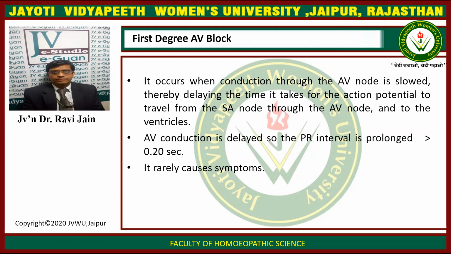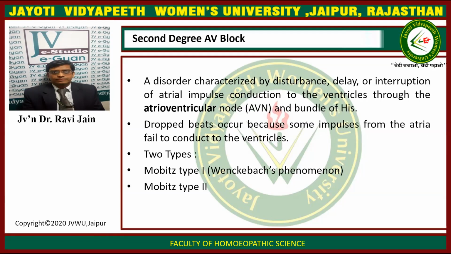When the conduction through the AV node is slowed down, delaying the time it takes for the action potential to travel from the SA node to the AV node to the ventricles, the AV conduction is delayed, so the PR interval is prolonged, greater than 0.20 seconds. It rarely causes any kind of symptoms. So this was all about first degree AV block. Now we come to the second degree AV block.